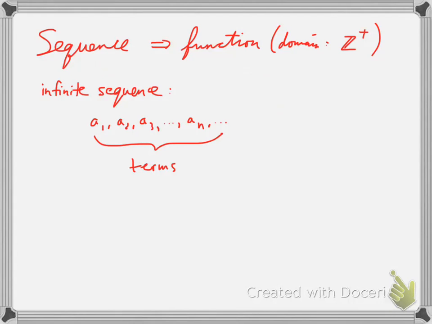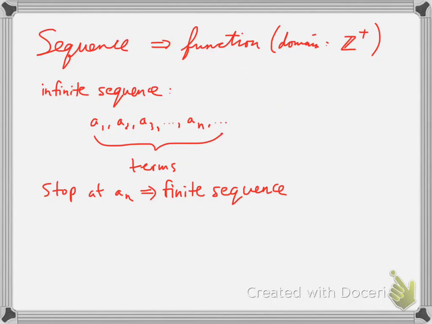If the domain of the function has the first n positive integers only, then it's a finite sequence. So infinite is going to go on forever, but if I stop at a sub n, then it's called a finite sequence, because it has a finite amount of numbers.